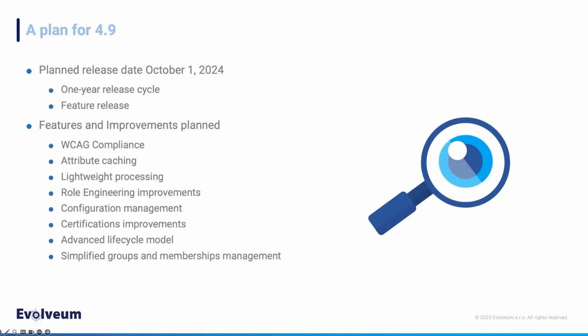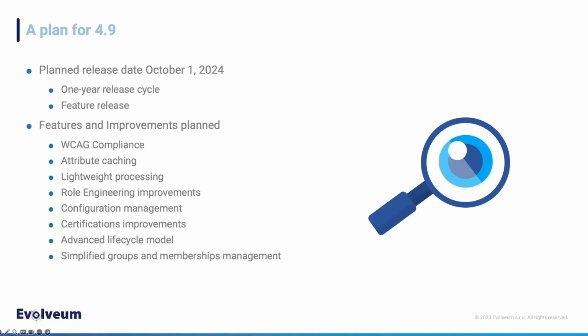Looking to the future, the next MidPoint version 4.9 is planned to be released approximately in 1 year, on October 1st, 2024. It will be a feature release supported for 2 years. So what you can expect: we are currently discovering what we need to change and implement to be compliant with web accessibility guidelines. Another plan is to implement full attribute caching with more fine-grained configuration options.